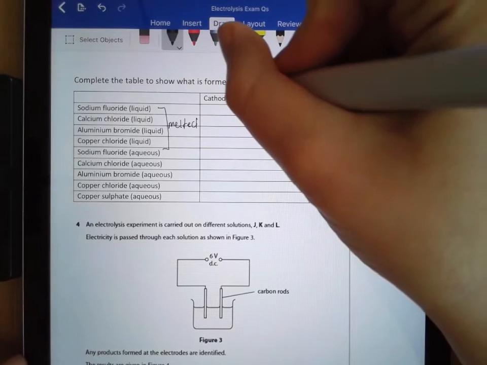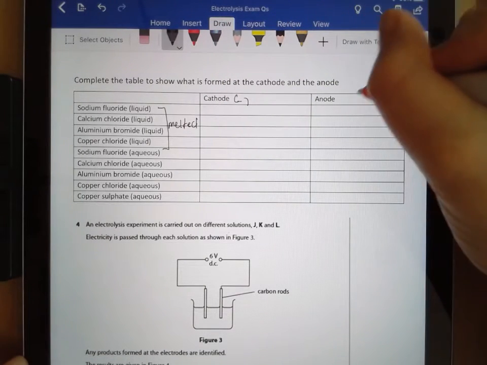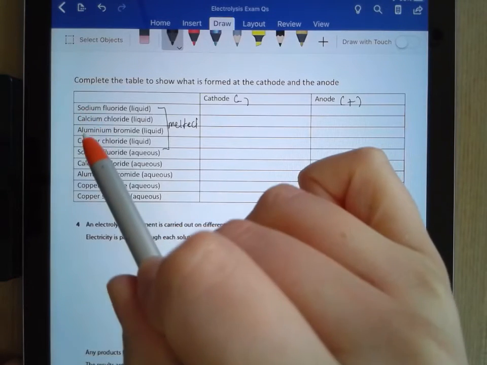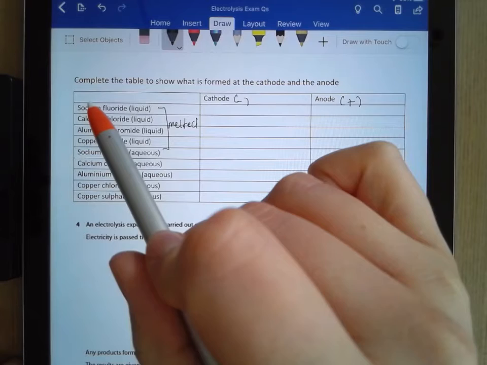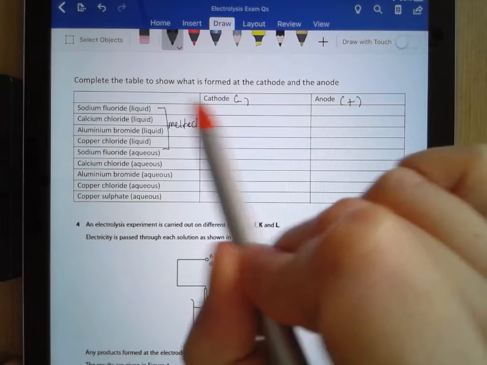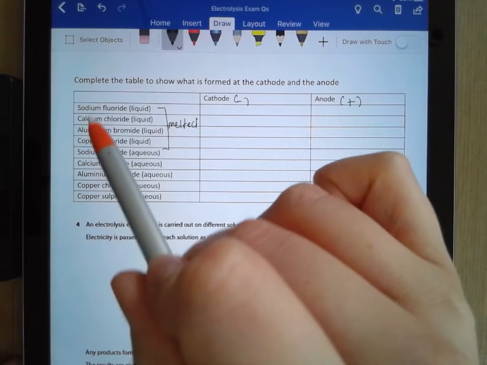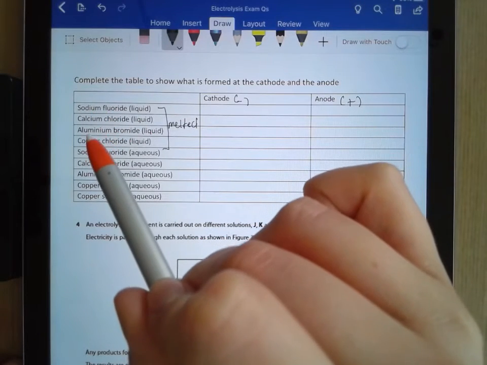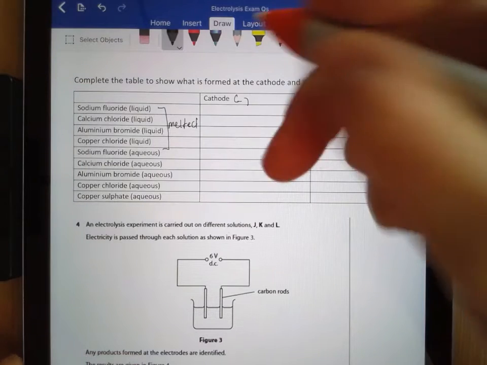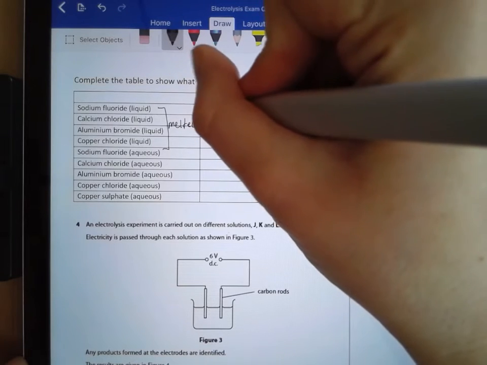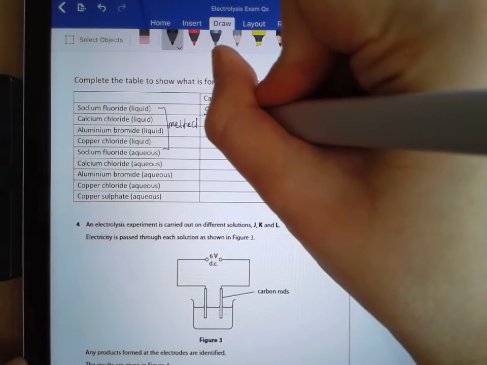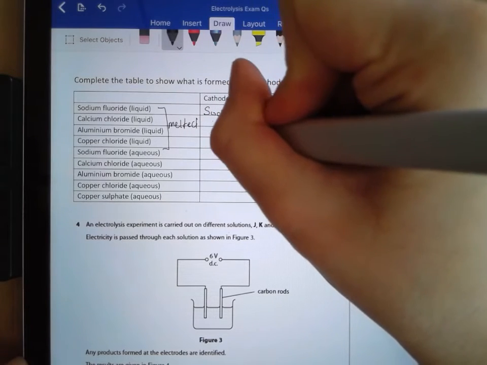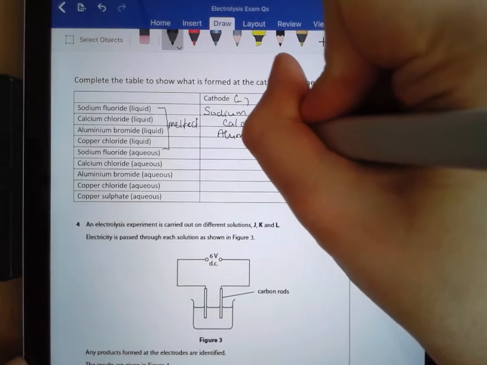The cathode is negatively charged and the anode is positively charged. Metals are always positively charged when they form ions, so metals will always go to the cathode. Metal is always the first word. So for these ones that are liquid, all you're doing is taking the first word from the compound and writing it underneath the cathode. So the first one, you're going to have sodium, then you're going to have calcium, the next one's aluminium, and then you've got copper.